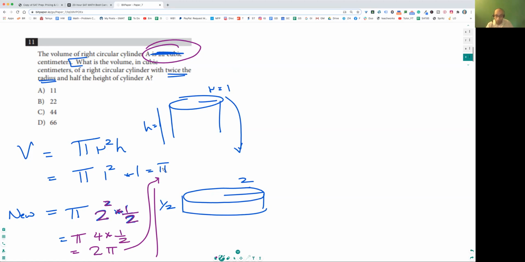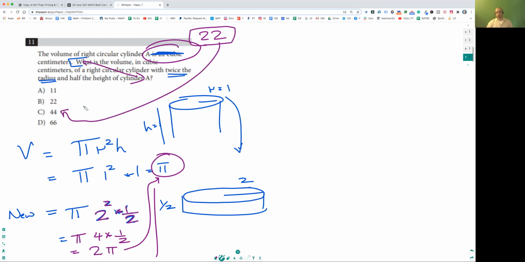So yeah, what was pi becomes 2 pi, right? What does it mean? That the volume is basically doubled, right? The volume has doubled. All of this information is just telling you the volume has doubled. So if the original volume was 22, now it became 44, right? Because it doubled. That's why this is the correct answer, okay?